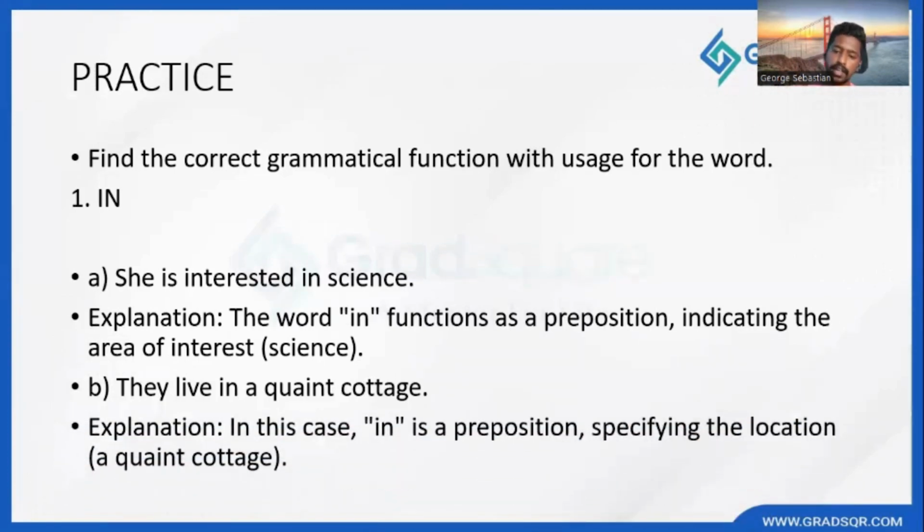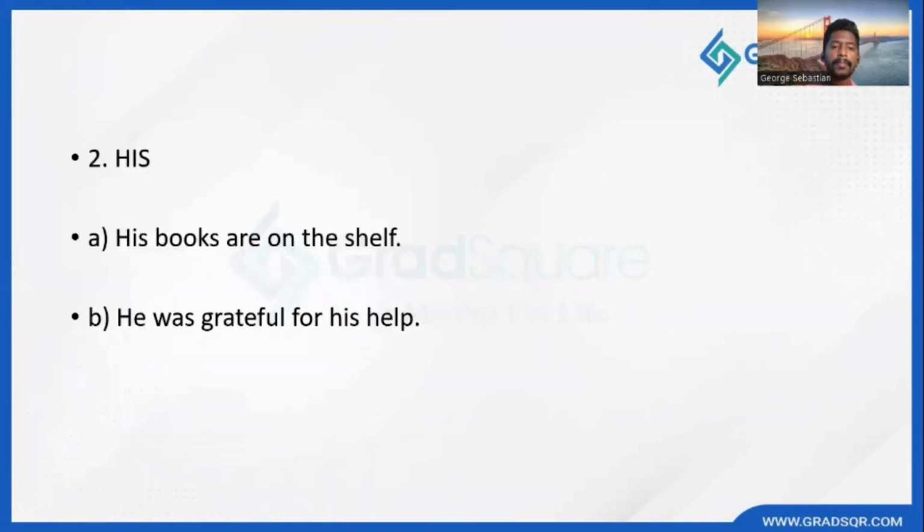In this particular sentence, it is very easy, because here in specifies the location, right? Where this particular person, or the subject, is living. It says they live in a quaint cottage. Where are they living? In a quaint cottage. So basically, in is a preposition in this sentence. Now moving on. This is also a very easy one.